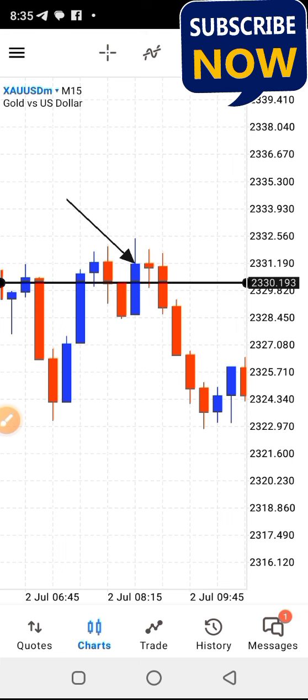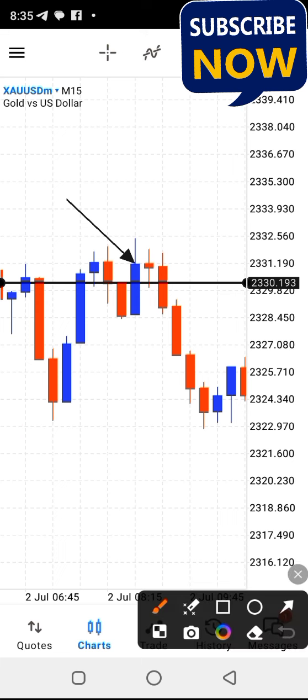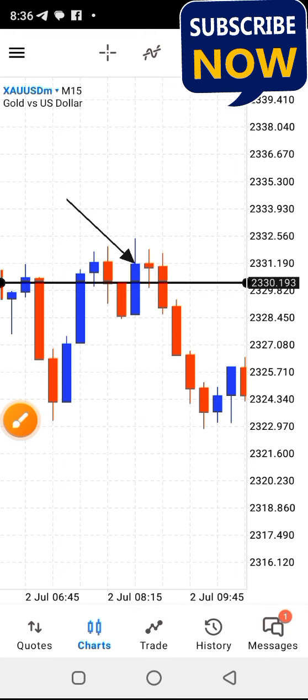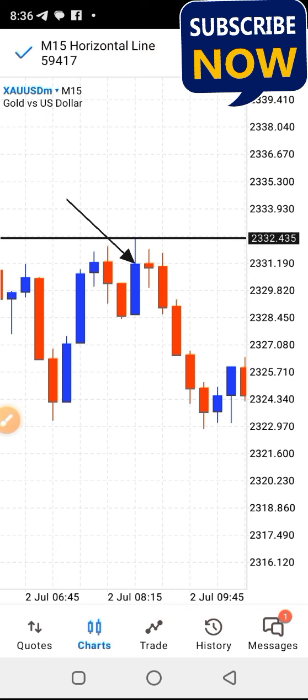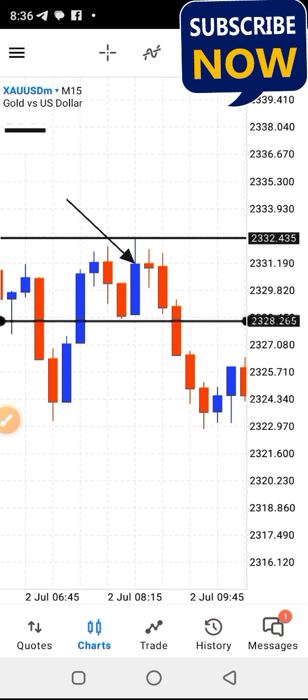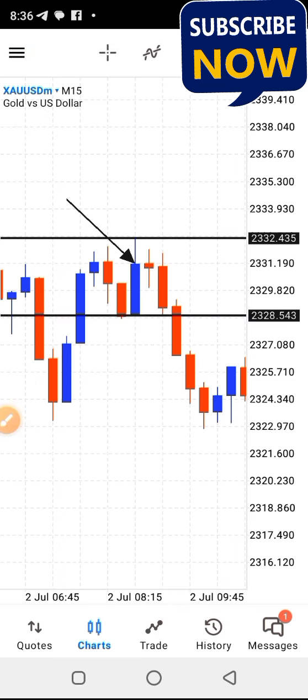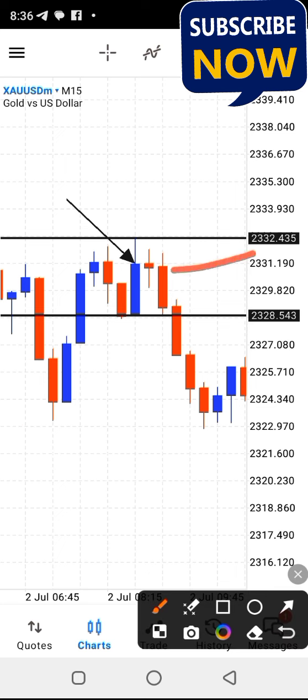Let me draw the boundary. You can see the blue candle that led to this sell trade. Let me quickly draw out the boundary of that particular blue candle. What do we have here? I want to mark out the boundary real quick. You see the boundary, and I hope you can see this.